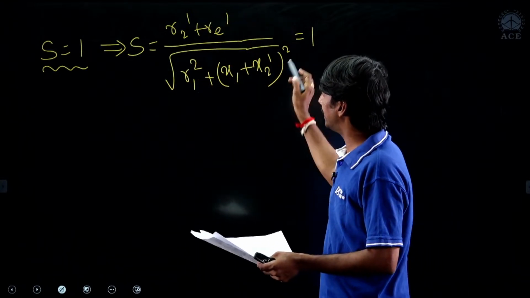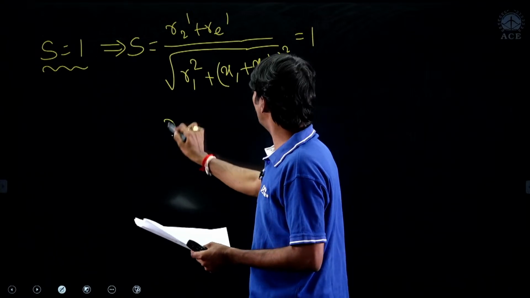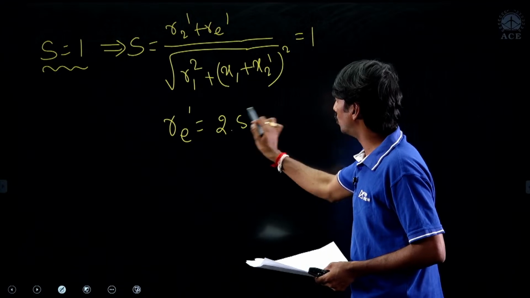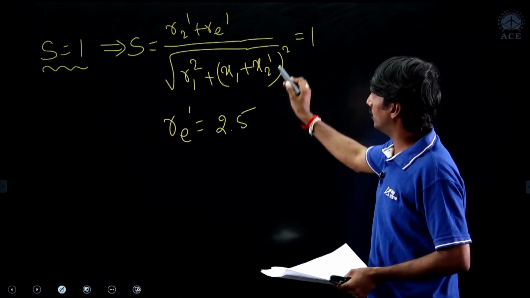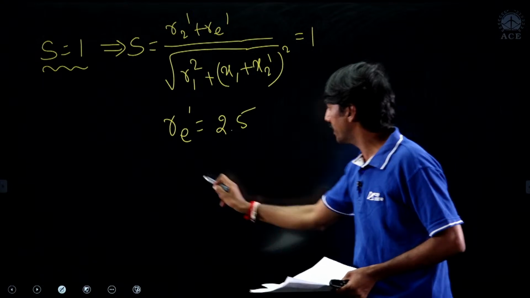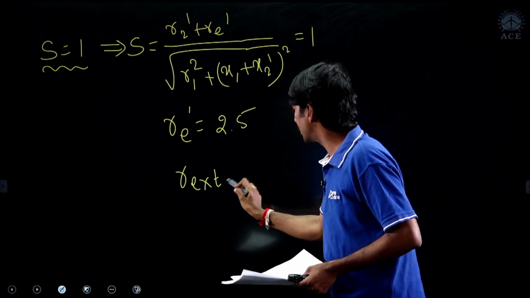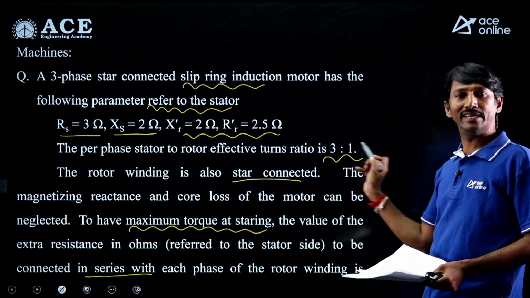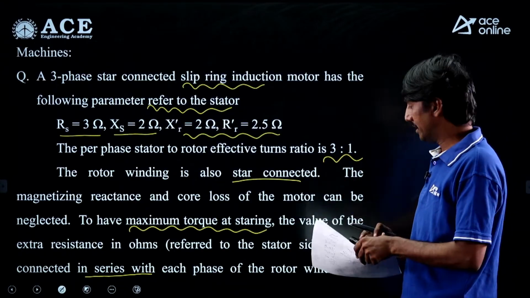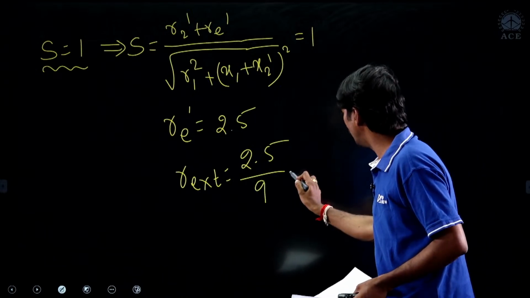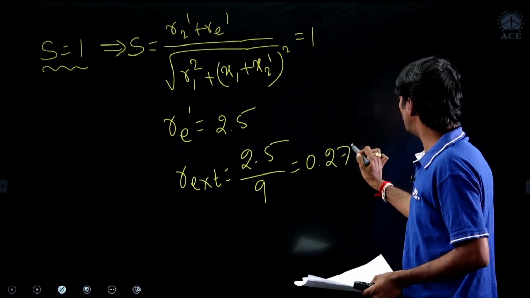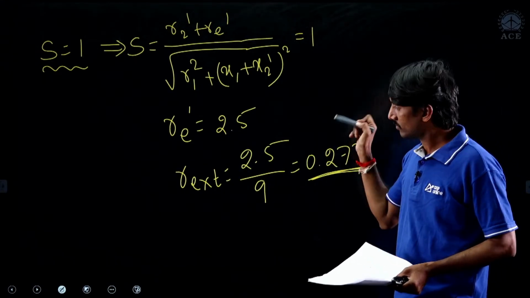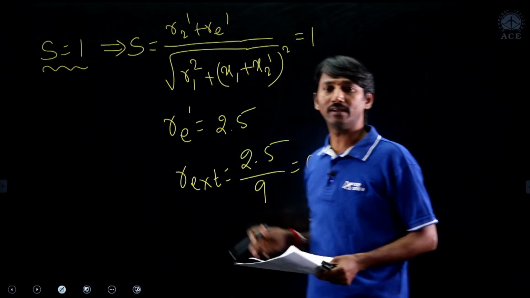If you substitute all the values given, you will get Re dash equal to 2.5. Finally, R external is equal to 2.5 divided by K square, where the turns ratio is 3:1, so divided by 9. You will get 0.277 as the answer. This much resistance must be connected externally to get the corresponding condition.